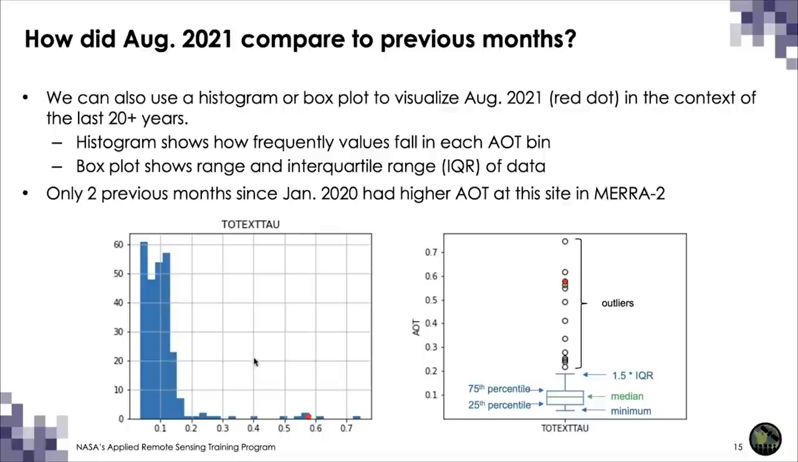We can see that most of the months in the time series had AOT values that fall below 0.15. The box plot on the right illustrates the distribution of the MERRA-2 AOT for this site in terms of the median, shown in the green line here, and the quartiles. So 25% of the data lies below the bottom of the box, and 75% lies below the top of the box. The bottom line extends to the minimum values in the data, while the top line extends to 1.5 times the interquartile range. In this plot, values falling above that are considered outliers and shown in the circles. And we can see August 2021 is the red dot here. So we can see from this that August 2021 is the third highest value in this station time series.